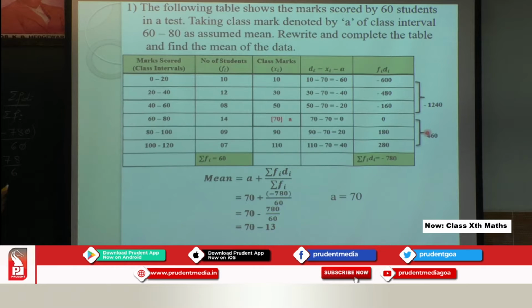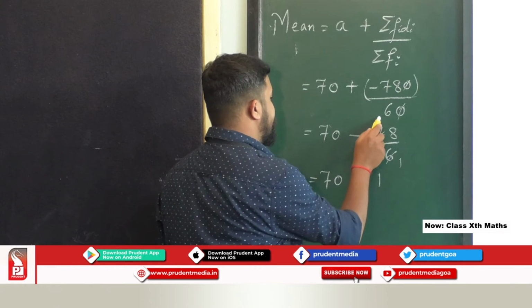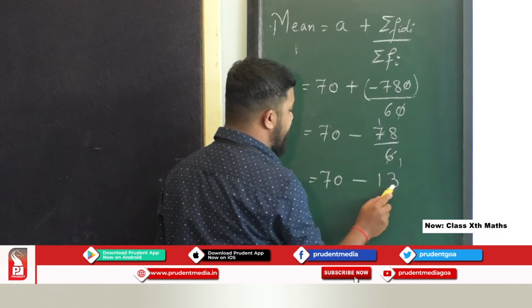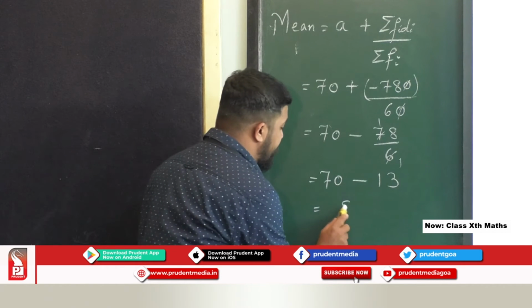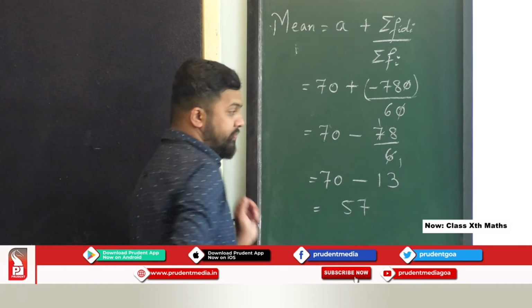6 ones are 6. 18, 6 threes are 18. Subtract the number, 70 minus 13. Answer is 57.